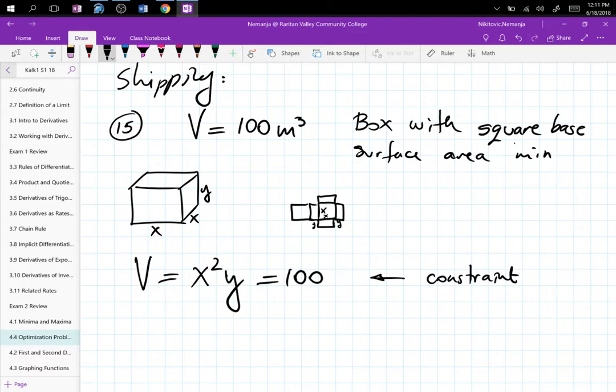The area for each of the sides. Thank you. Area of each of the sides. So how many sides do I have? 6 times x. Top and bottom are the same, and all the sides are the same.